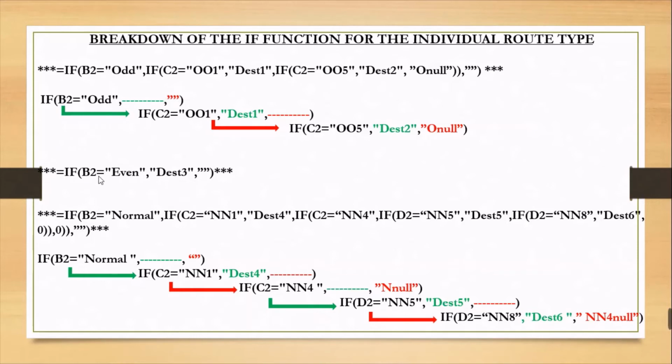The even route type is pretty straightforward. If B2 is equal even, it takes destination 3. If it's not equal even, it takes blank.